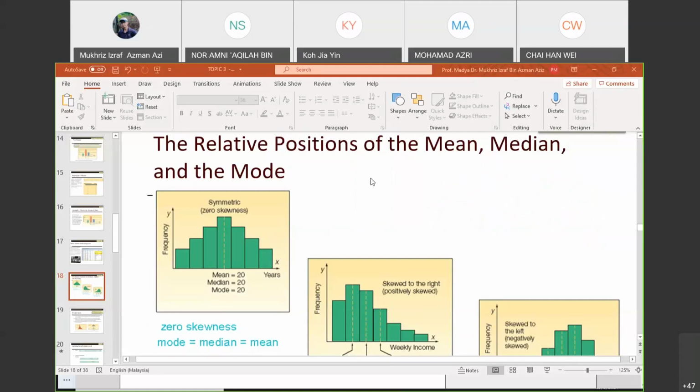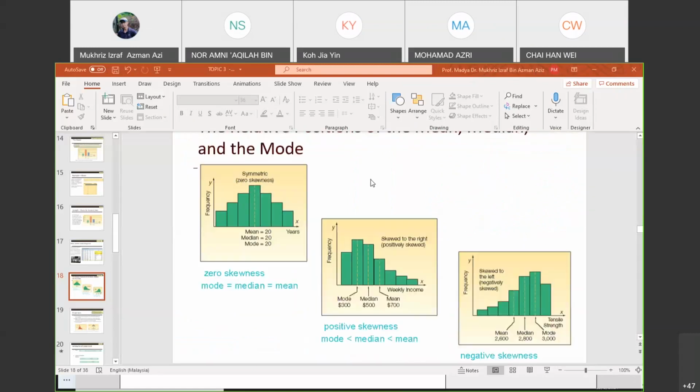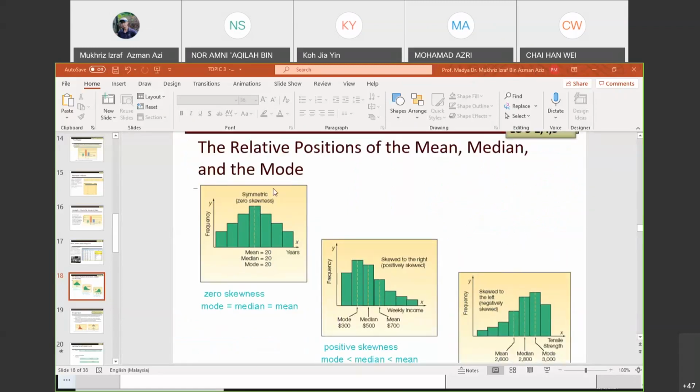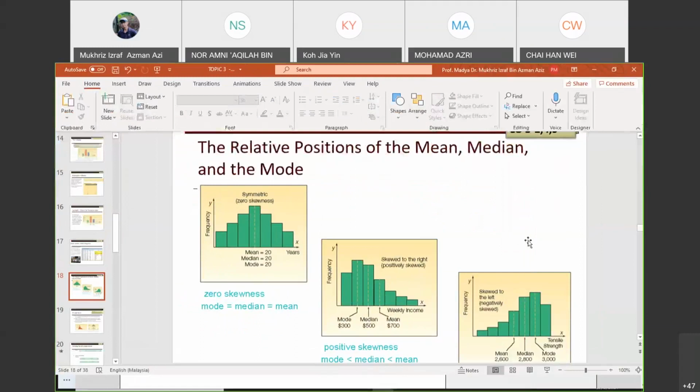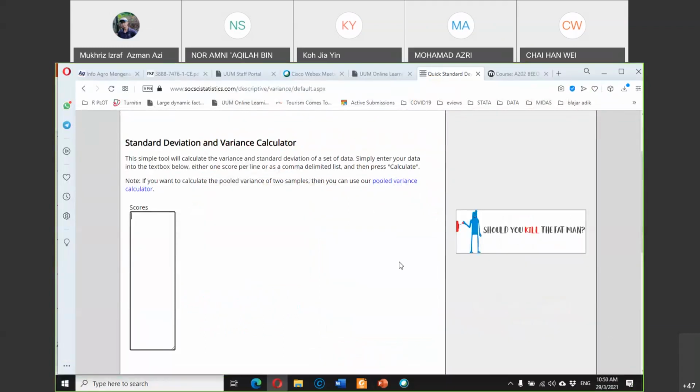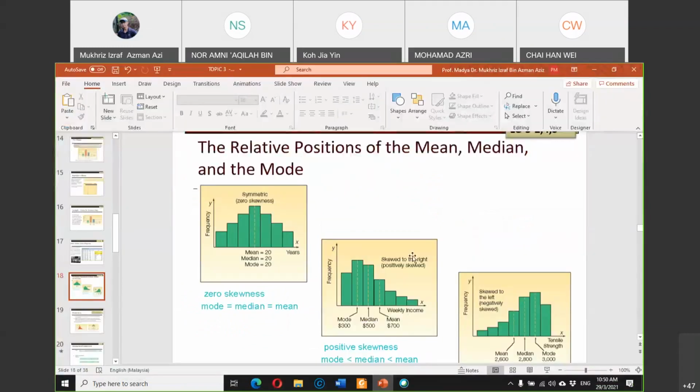But of course, in terms of data, whenever we mention skewness, it is about where your three measures of location, mean, mode, and median, are located. Are all of these three values located in the middle, or not?